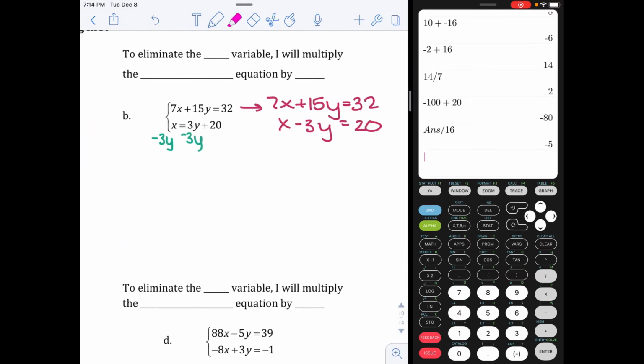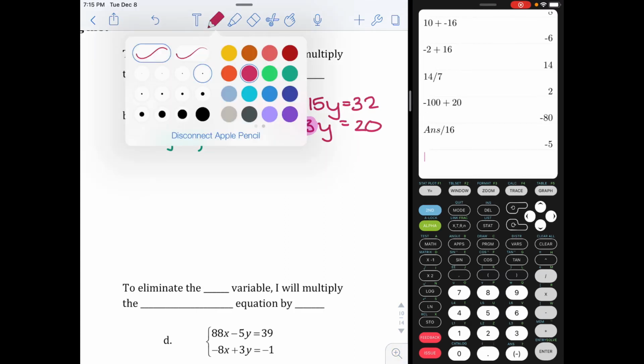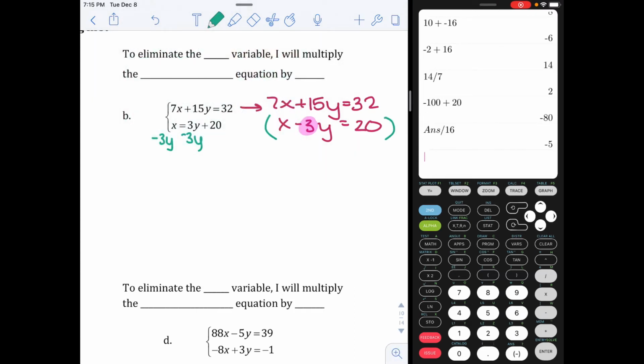So I'm looking at my y's. I go to my smaller one, and I notice, can I multiply this 3 by some constant to get to a 15? And I sure can. I can multiply everything by 5. So I'm going to do the work for this one underneath to see what that new one's going to be. So we get 5x, negative 15y. 5 times 20, I want to do that on my calculator. 100. Very nice.